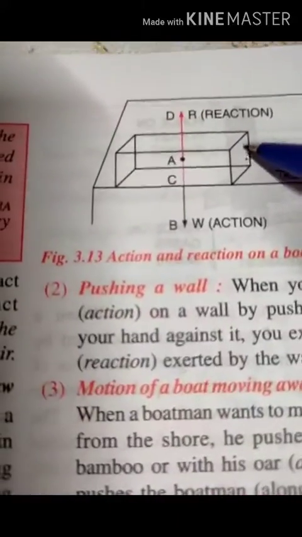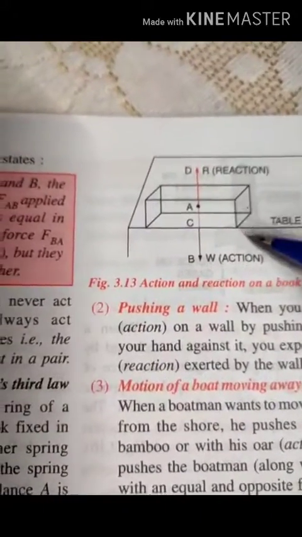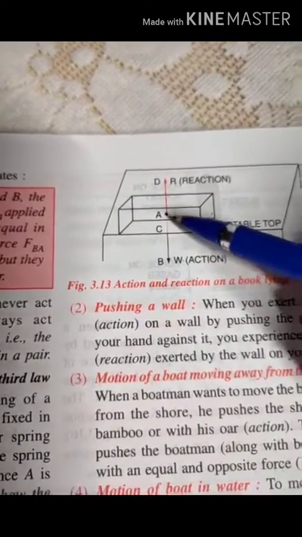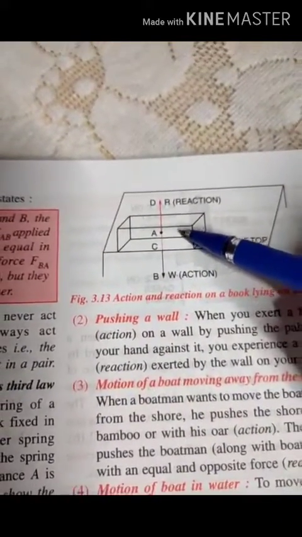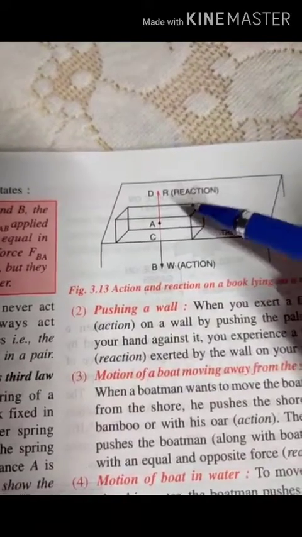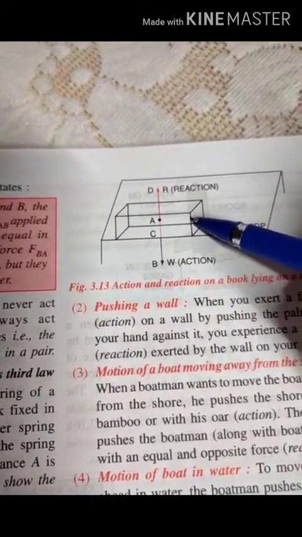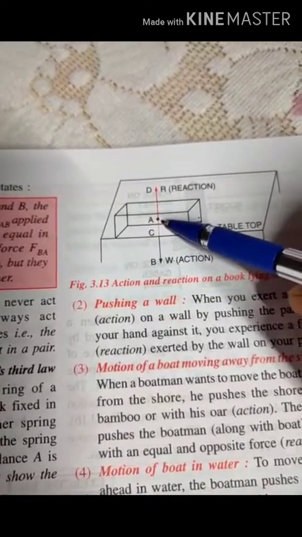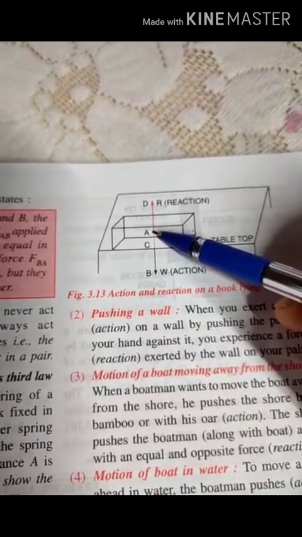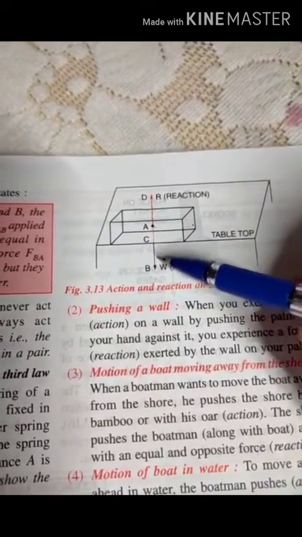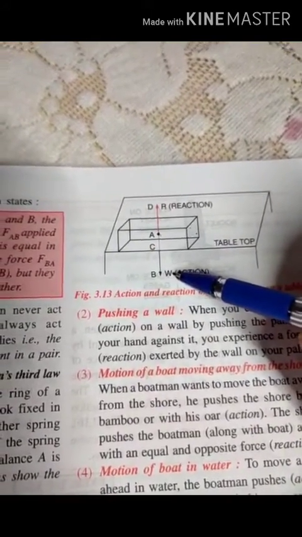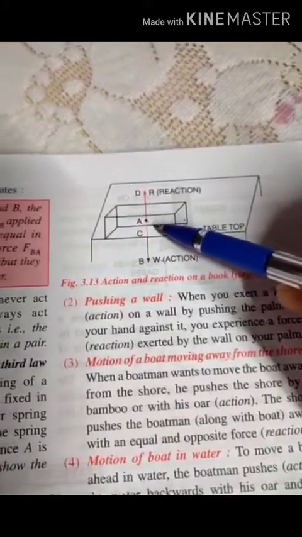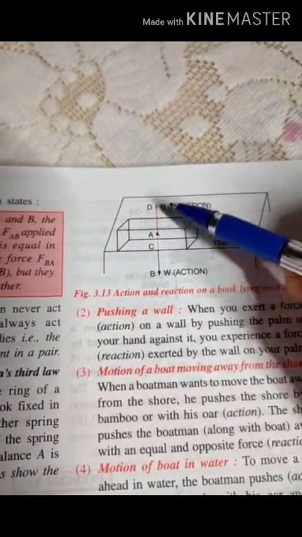We have a book, let's say, which is lying on a table. There's a force acting downward, which is the weight of the book. The book is at rest, just lying on the table, and there's a force acting on this book downward, which is the weight of the book. The weight of the book acting downward, we call it action. If there was only one force, then the book should move downward.